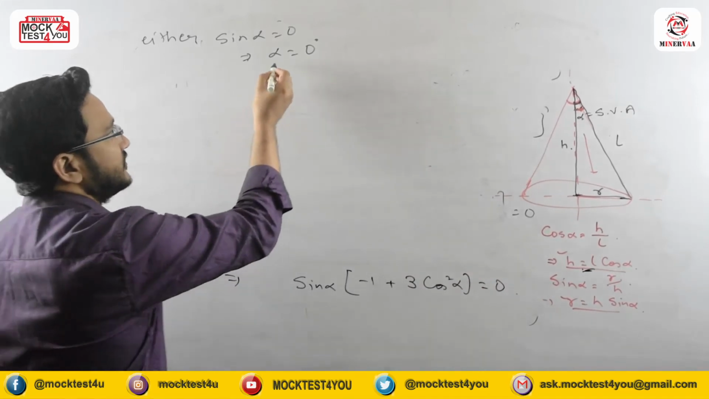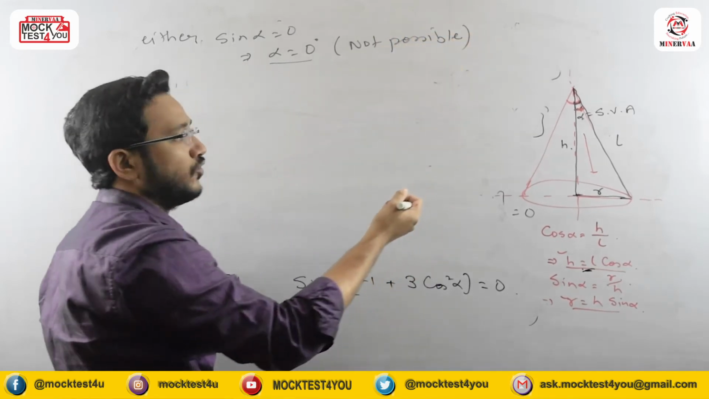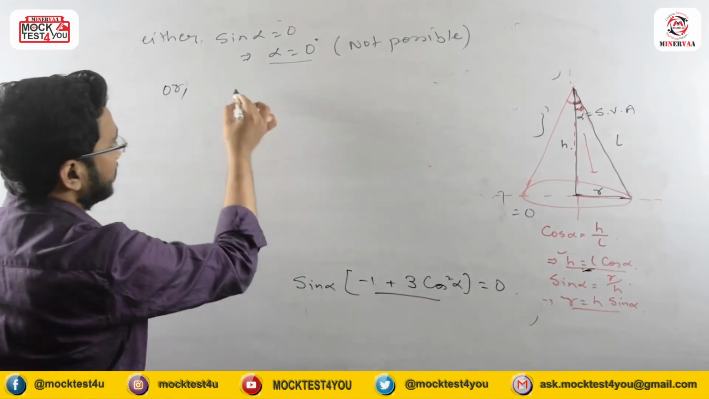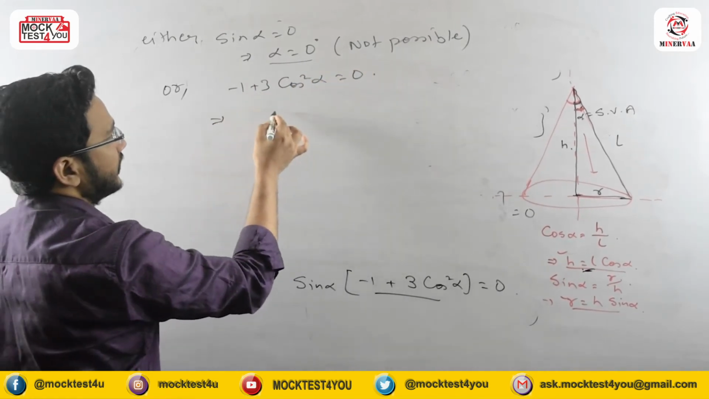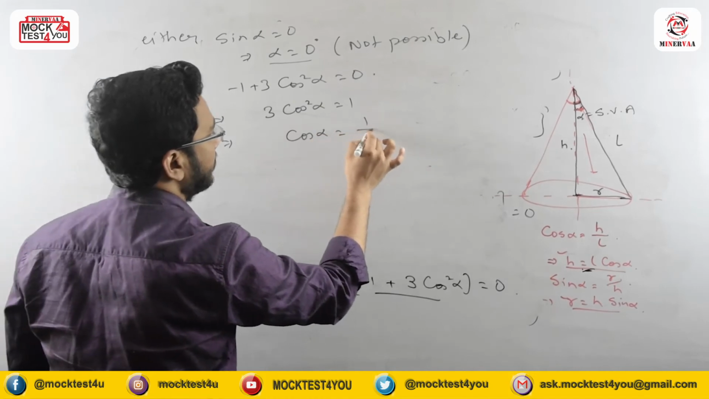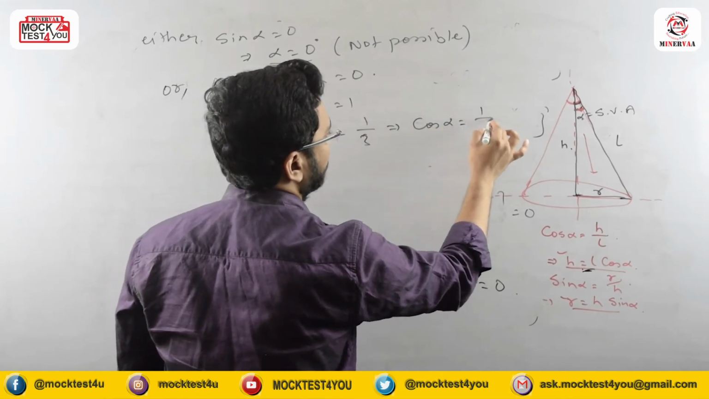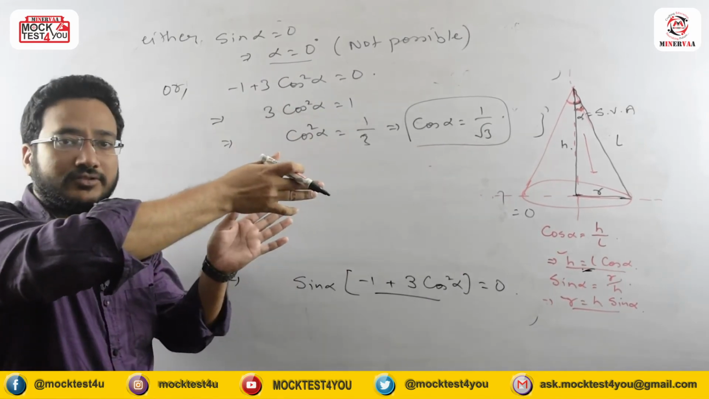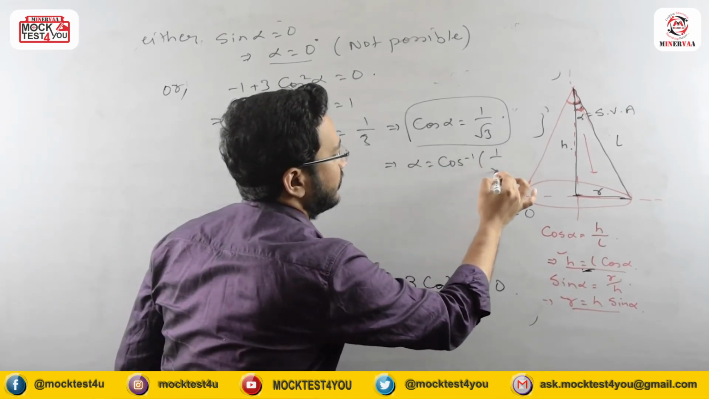It means alpha equal to 0 degree is not possible, because if it becomes 0 degree, the cone will not exist. It will become a straight line. Now, the second factor, -1 plus 3 cos square alpha equals 0, and from here you will get 3 cos square alpha equals 1, or cos square alpha equals 1 by 3, or cos alpha equals 1 by root 3. So this is the value of alpha we got. Alpha will be cos inverse of 1 by root 3. Let's write it: alpha is equal to cos inverse of 1 by root 3.